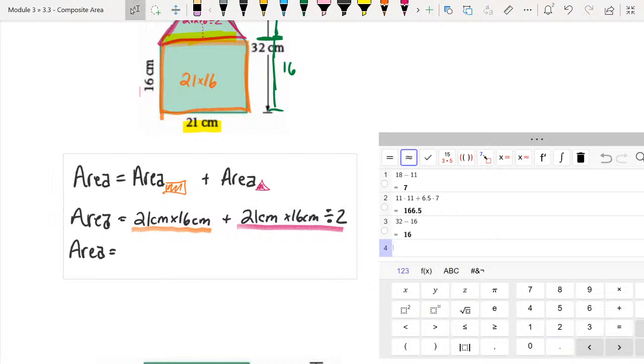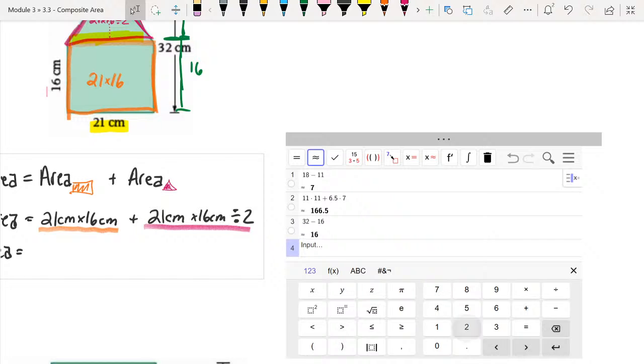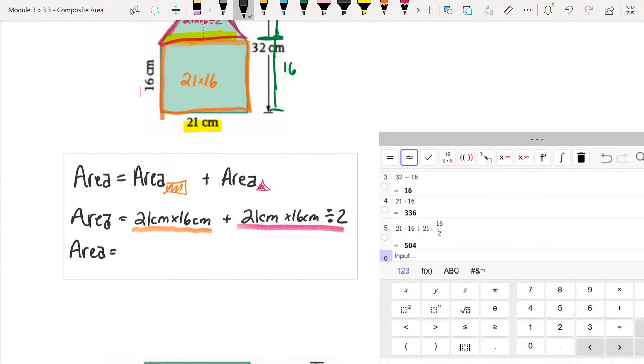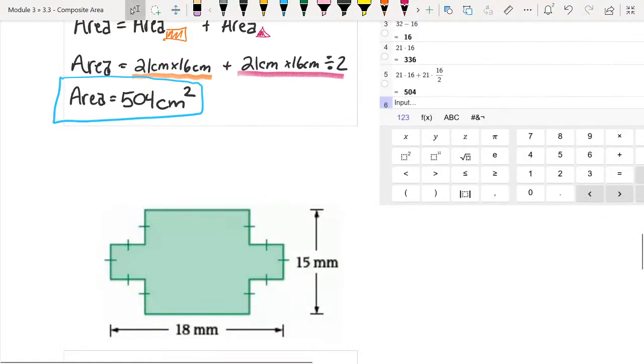And so when we actually go to do that math, we can say, okay, 21 by 16. Oh, whoops. I didn't mean to keep going there. Actually, 21 by 16 plus 21 by 16 divided by 2. And all together, that gives us an area of 504. And then again, this is a two-dimensional shape, so it's got to have a two-dimensional unit, so centimeters squared, not just centimeters. And there we go. All right, hopefully that was of some help. Let's try the next one.